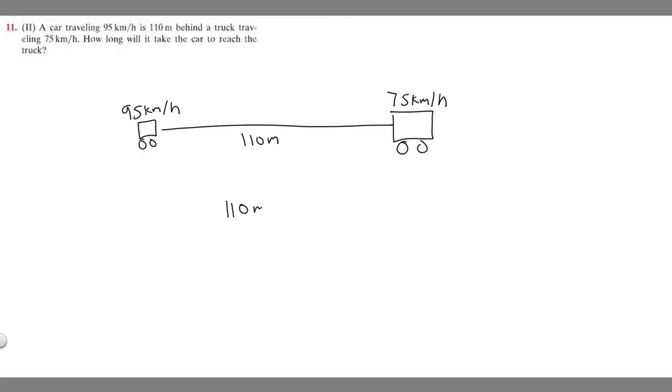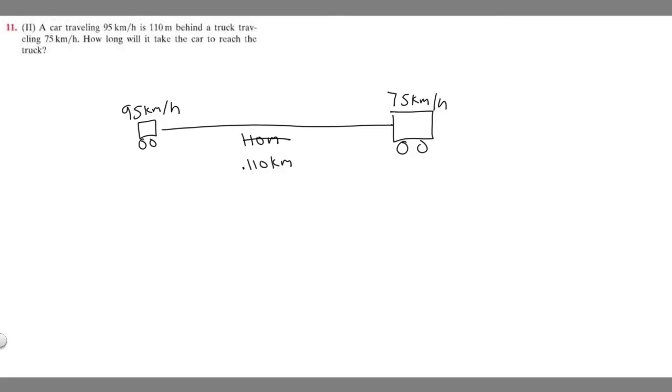So in order to do that, you know that for every 1 kilometer, there is 1,000 meters. So if you want to turn it into kilometers, just divide it by 1,000. So if you do 110 divided by 1,000, you should get that it equals 0.110 kilometers. So we're going to change this to 0.110 kilometers. So now we've got everything in the same units.